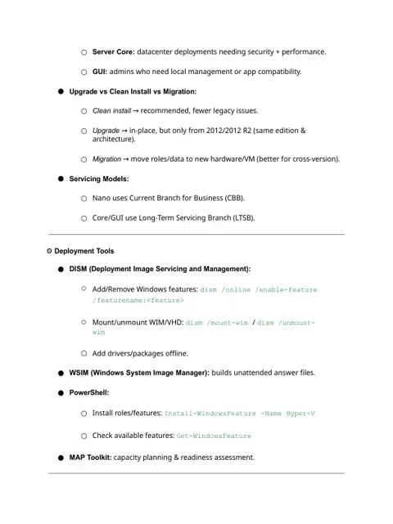Now let's discuss the servicing models. Nano Server uses the Current Branch for Business, or CBB, which is more agile and suited for rapid deployment and updates. In contrast, the Core and GUI versions follow the Long-Term Servicing Branch, or LTSB, providing stability over a longer period, ideal for environments where reliability is critical.